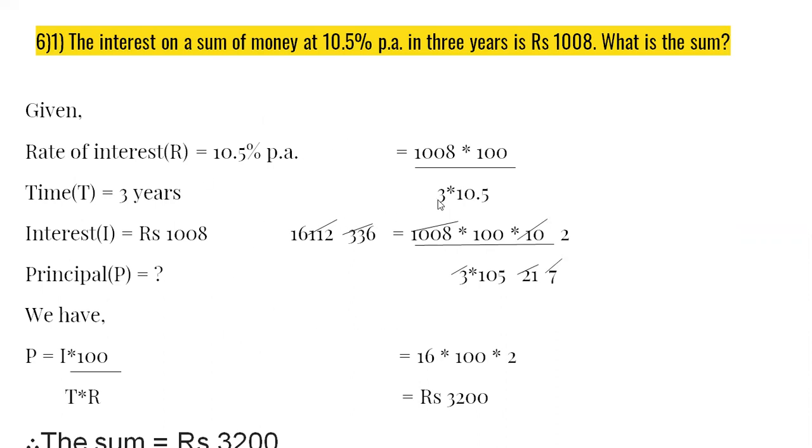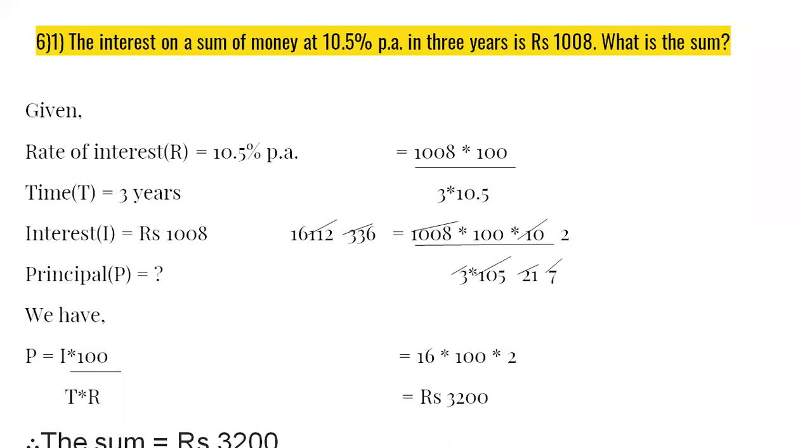And here you can find out this 10.5. How to cancel 10.5? By multiplying 10 up and down, because after the decimal there is one digit. That's why we have to multiply up and down by 10. Then this decimal will be cancelled. Then cancel up and down numbers, and you will get 16 into 100 into 2. Then you will get 3,200 as the sum of the money. Now let's move to the next one.